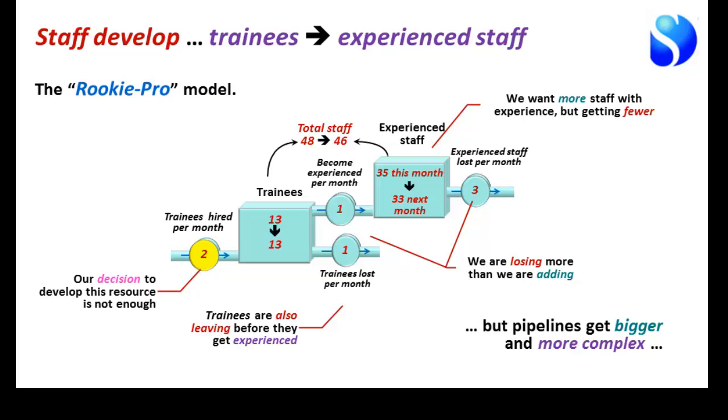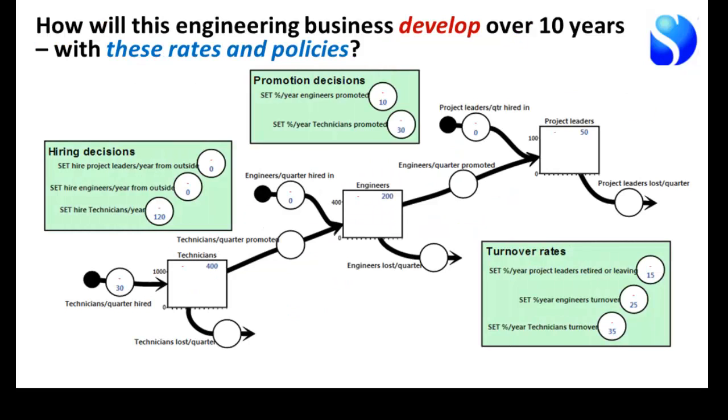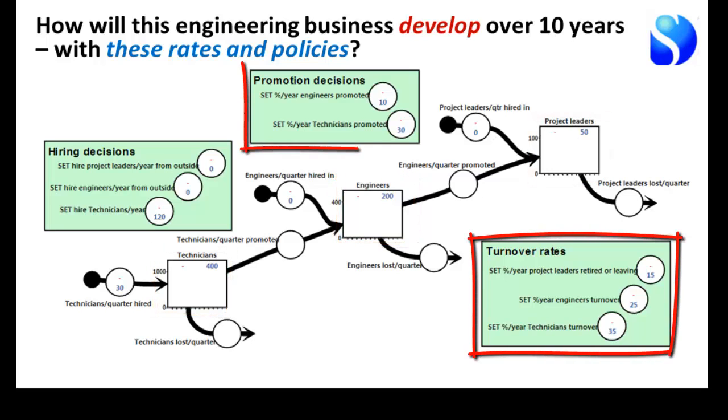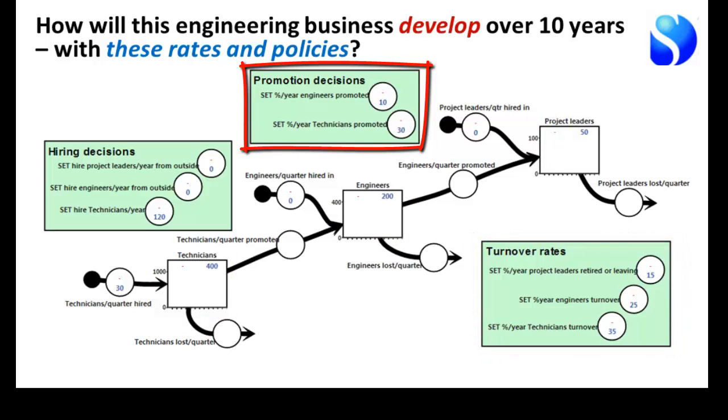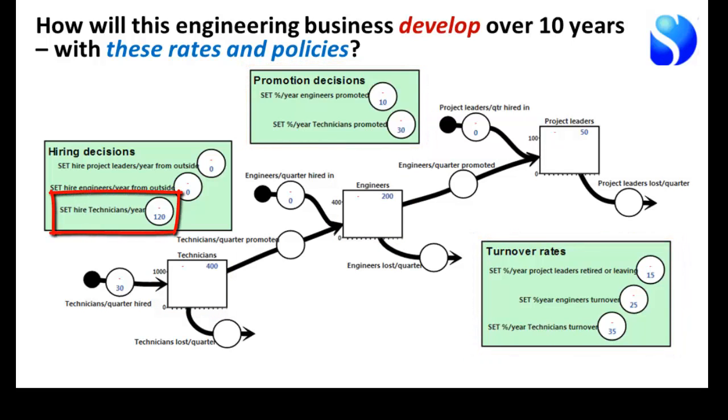Now, pipelines get more complex than this. We're not going to have time to do this, but this is an exercise you can do for yourself. This is a pipeline for a different kind of engineering company. 50 project leaders, 200 engineers, and 400 technicians. With these turnover rates, these promotion rates, and this hiring decision for technicians. So just figure out for yourself what you think will happen to the number of people in those boxes over 10 years. Maybe do this on the train on the way home or something.